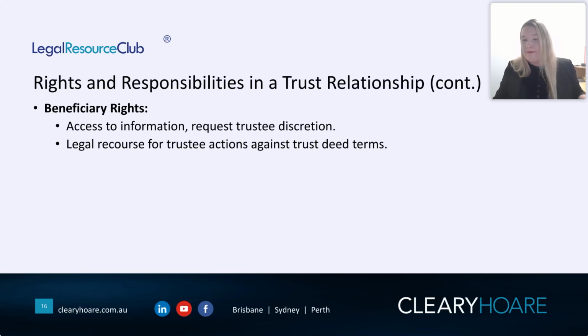But ultimately, again, they have the right to be considered for a distribution. But if the trustee ultimately decides that, no, we're not going to make any income distributions to this beneficiary this year, then so be it. That's the way that a discretionary trust operates. And of course, if the trustee is not complying with the trust deed and the beneficiaries think that the provisions have been breached, the beneficiaries would have a right to recourse against the trustee for those actions.